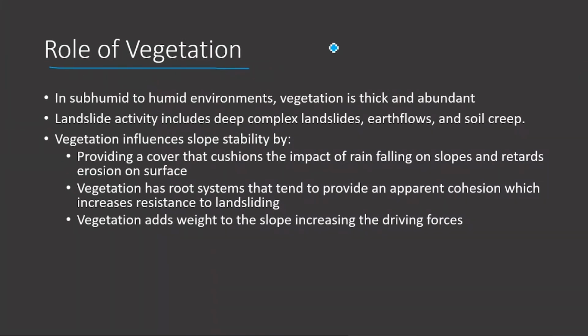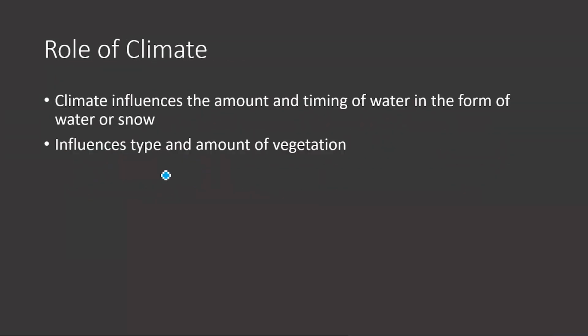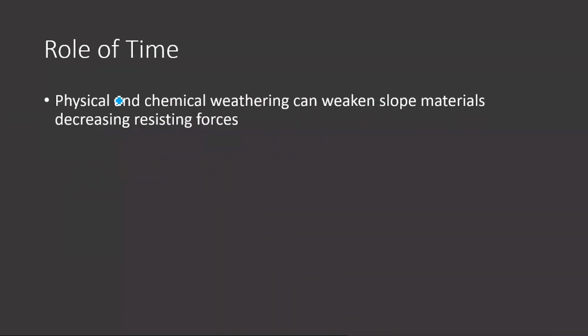Vegetation, we have seen that if the area has more vegetation, that means it becomes stable, and if the vegetation reduces, then it becomes more susceptible to downslope movement. Water we have also discussed, climate also we discussed.